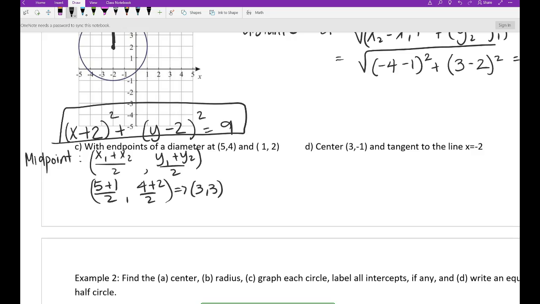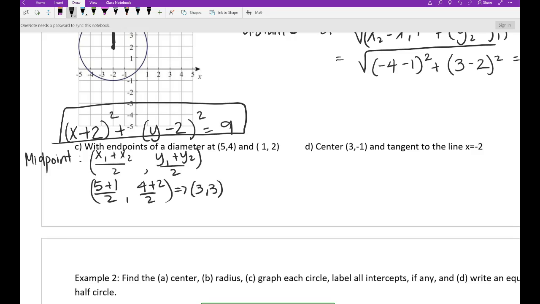Could we also just graph it on the graph above and then draw a line between them? Oh yeah, I totally... yep. If I don't remember formulas, guys, I would graph it out, use the Pythagorean theorem, count my steps. Now, I got the midpoint. I got the center. Now what?